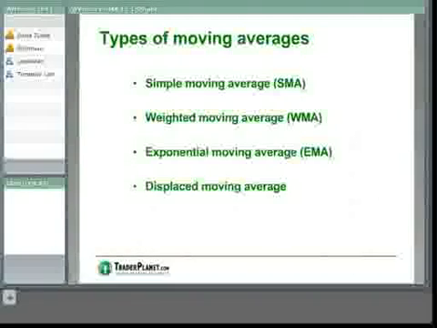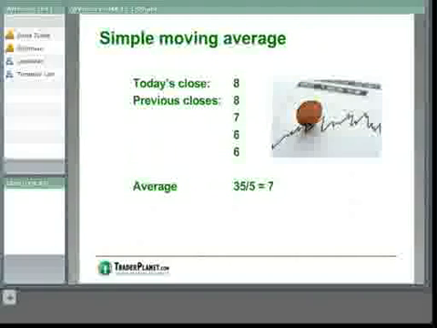Don't want to go into a whole lot of detail about this, but the simple moving average, as you know, is based on one price per period, and that's usually the close. You add up the prices for a set number of periods, divide the sum by the number of periods, and you get a moving average. In this case, it's a 5-period moving average, and the average is 7.